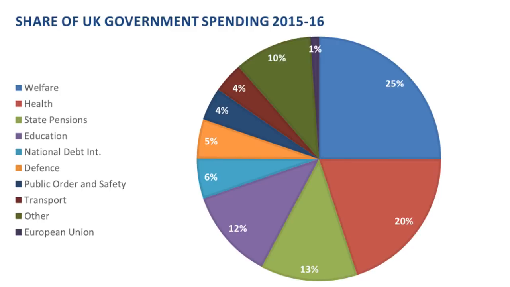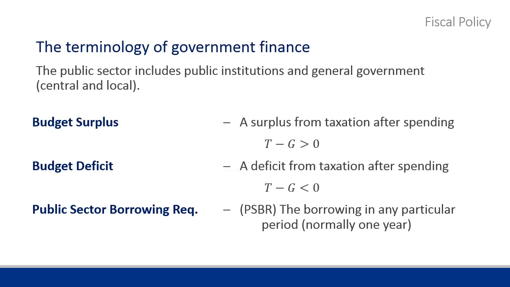However, interestingly, education is then 12%, and national debt interest will be halfway down the list. This is something we need to think about: is spending 6% of all expenditure on servicing debt reasonable, somewhere we would want to be? Maybe some of that money could be spent on education or on health. So this is an interesting discussion to be had by looking at the percentages of where the government spends its money. Let's look at the terminology of government finance.